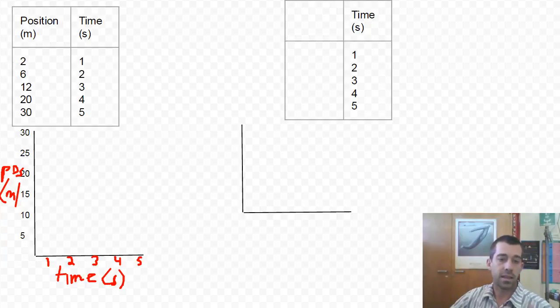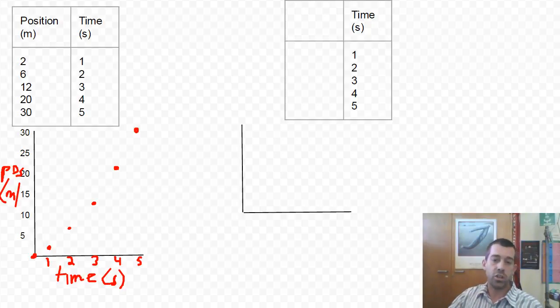And so at the beginning, my object starts off at 0, and after 1 second, it has only gone 2 meters, so not very far. After 2 seconds, it has gone 6 meters, which is farther. After 3 seconds, it has gone 12 meters. After 4 seconds, it has gone 20 meters. After 5 seconds, it has gone 30 meters. Okay?